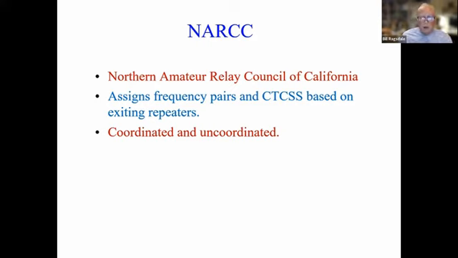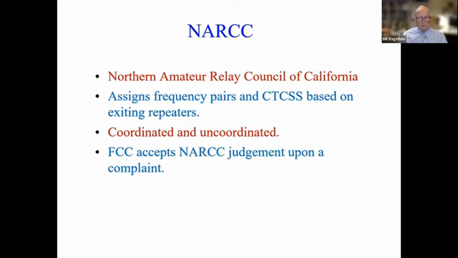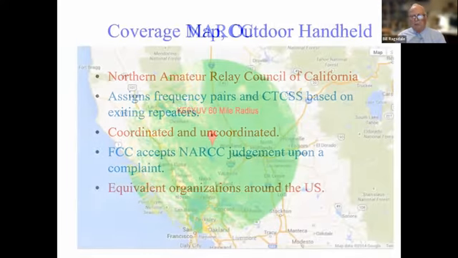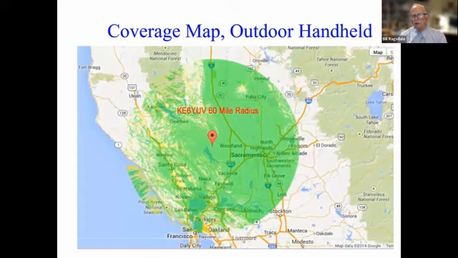Repeaters can be coordinated or uncoordinated. Uncoordinated means that you are not sanctioned by NARC, and if there's a communication problem or interference problem, the FCC will accept NARC's judgment upon a complaint, and if you have repeated violations, the FCC will send you a nastygram and possibly a $10,000 fine.